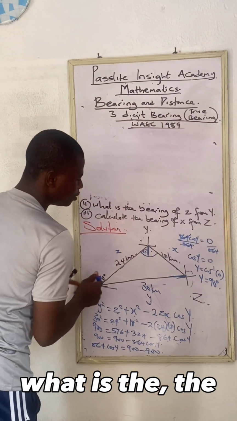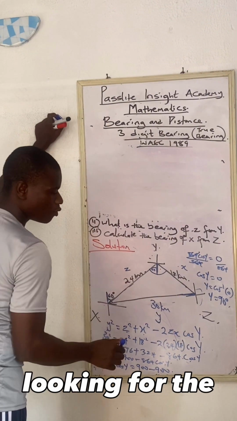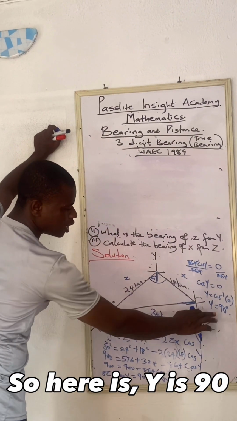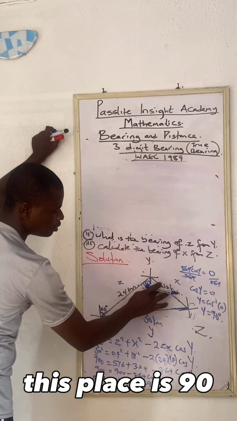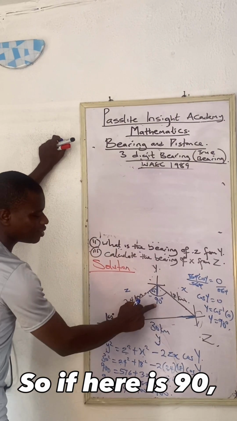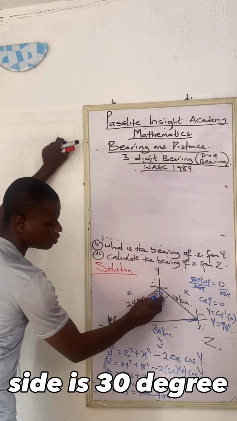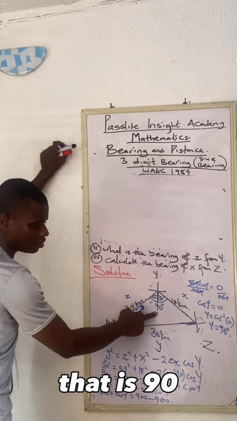So the question is, what is the bearing of Z from Y? We are still looking for the bearing from all these points here. Here at Y is 90 degrees. The total here is 90 degrees. So if here is 90, the remaining side is 30 degrees. We already have 60 before, so 60 plus 30 is 90.